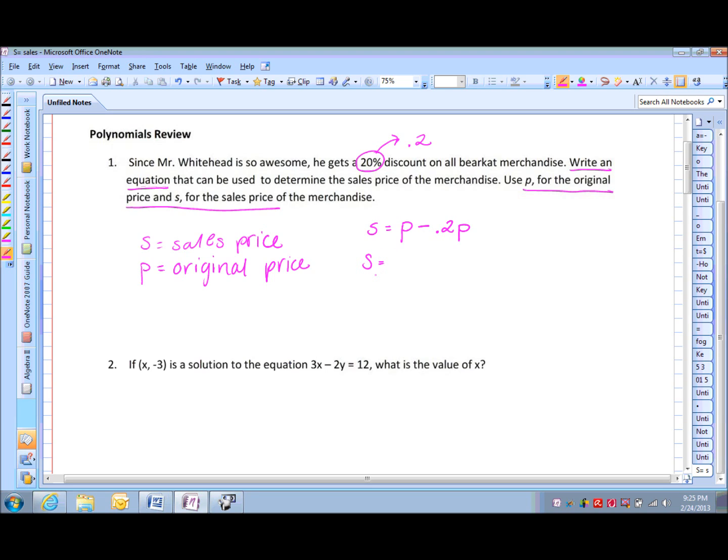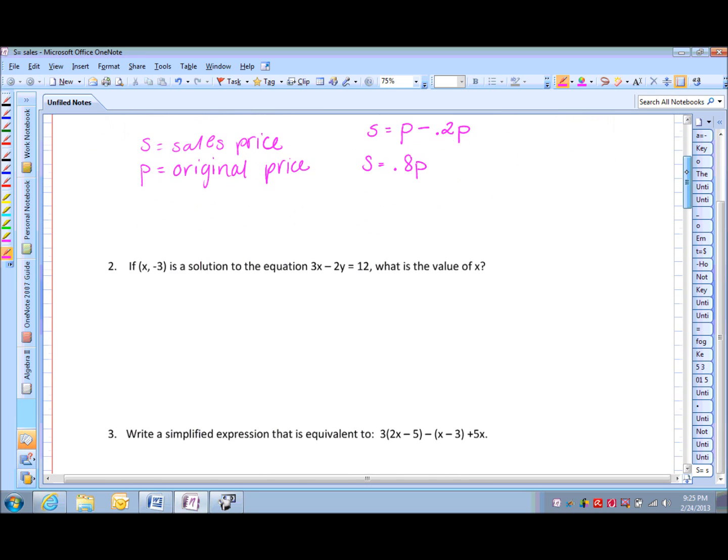Now, if we wanted to simplify that, we have 1p minus 0.2p. We'd be left with 0.8p. Mr. Whitehead pays 80% of the original price of the merchandise.